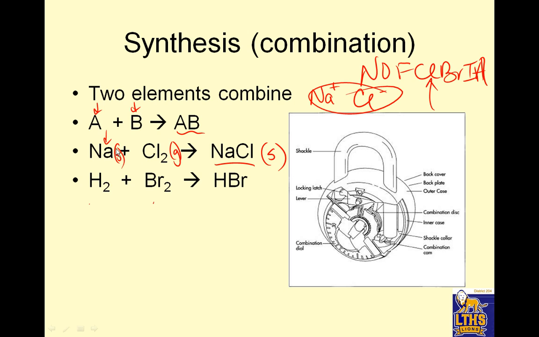And then we would go back after we have predicted the products, put in the states, and put in the coefficients to make it balance. So I needed 2 there to get 2 chlorines on that side and 2 there.